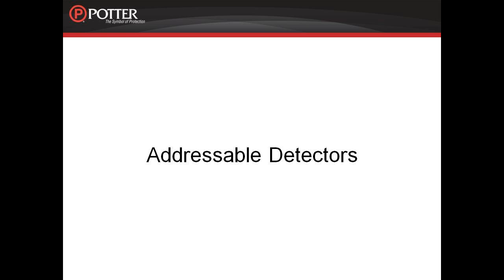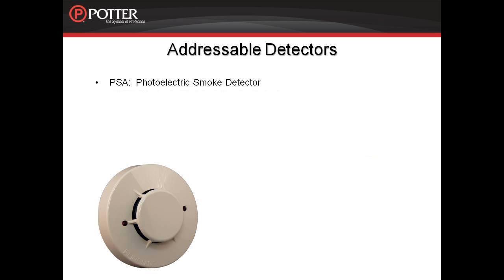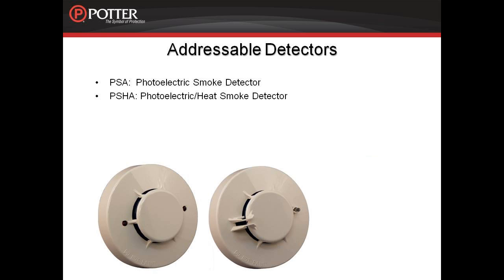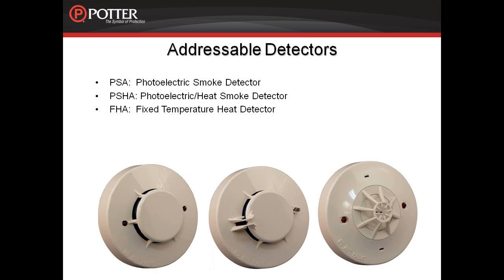Now talking about the SLC devices, starting with the addressable detectors. Potter has 4 addressable detector heads: the PSA, or photoelectric smoke detector, the PSHA, or photoelectric smoke heat combo detector, the FHA, or fixed heat detector, and the RHA, or rate of rise heat detector. We will cover a few details and features of each of these devices, starting with the most common, the PSA, or photoelectric smoke detector.